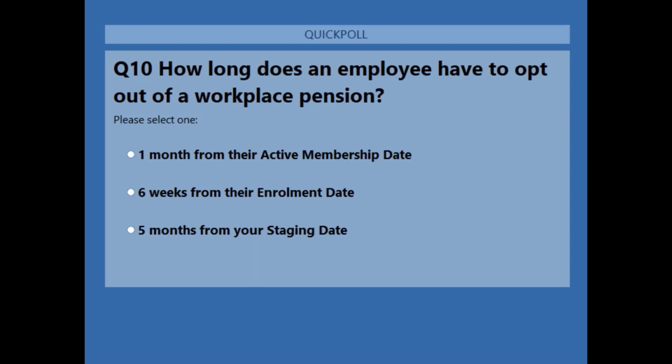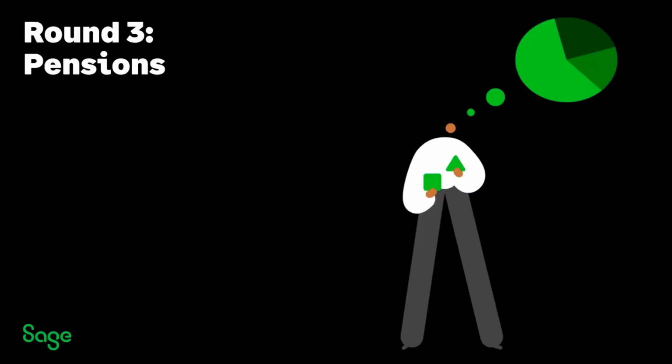Is it 1 month from their active membership date? Is it 6 weeks from their enrollment date? Or is it 5 months from your staging date? Okay, so that is the minute mark. So we'll be closing this one down and moving into question number 11.